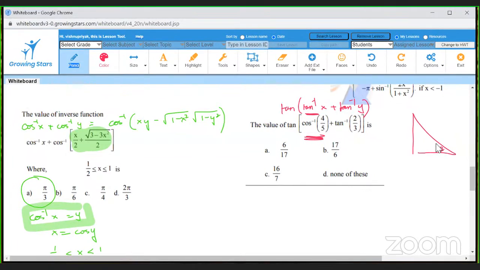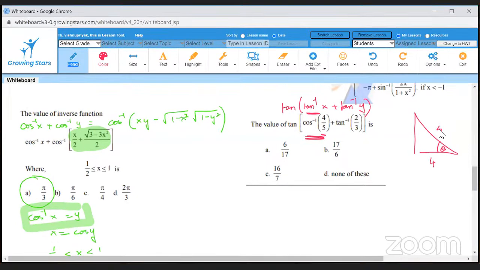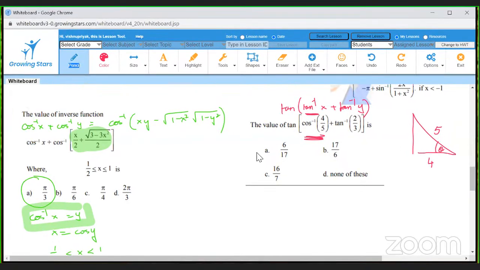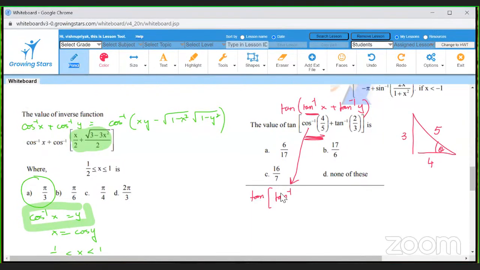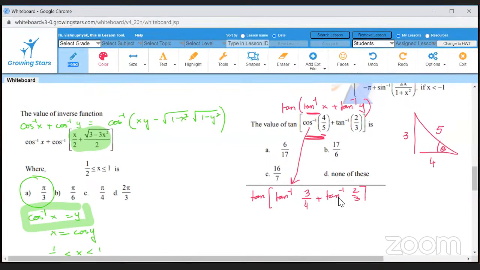Cos theta is 4 by 5. Adjacent is 4. Hypotenuse is 5. By Pythagorean theorem, this side will be 3. So if you wanted to write this cos inverse as tan inverse, you have to take opposite by adjacent. Plus tan inverse 2 by 3. This is what you have.